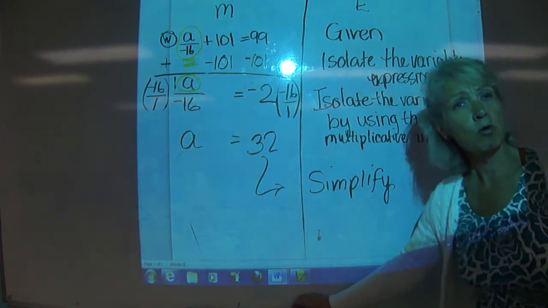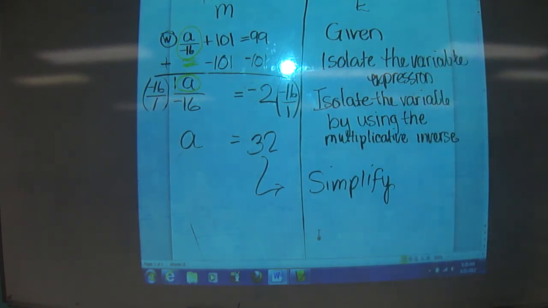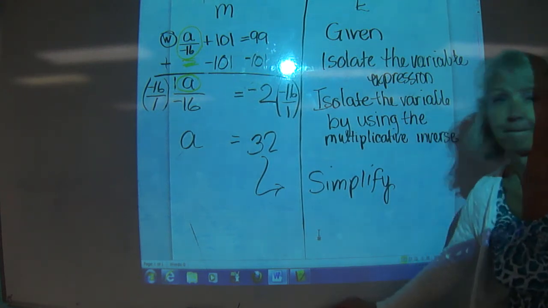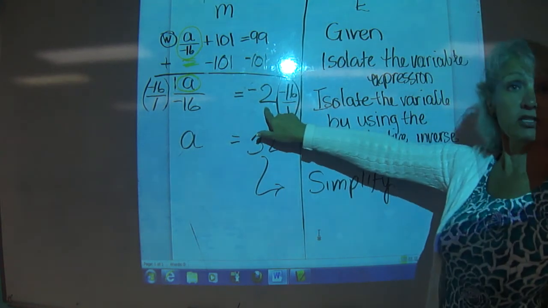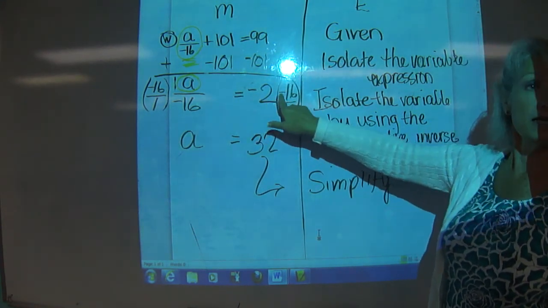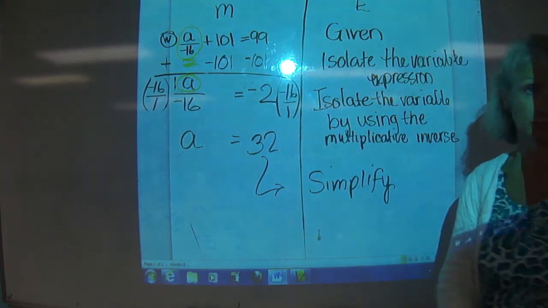Everybody got that? I want to do one of the word problems. I don't understand. Okay. The 32, 16 times 2. Okay. And a negative times a negative is a positive. Okay?